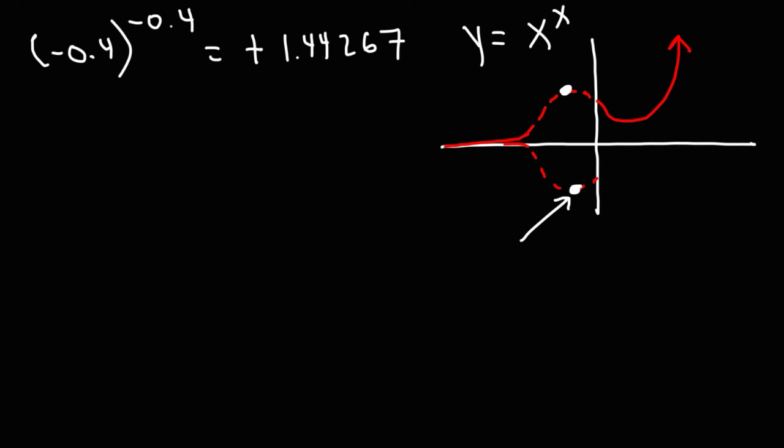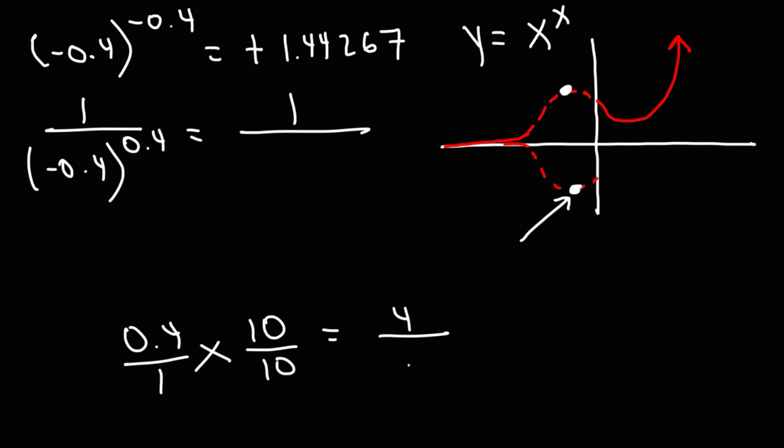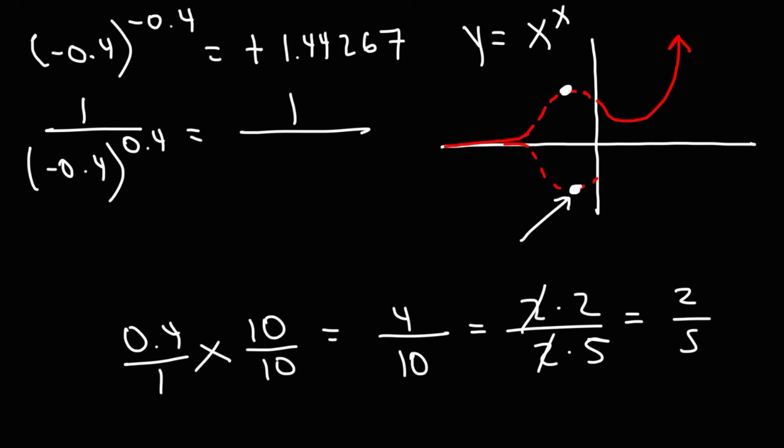So negative 0.4 raised to the negative 0.4 power, that's 1 over negative 0.4 raised to the positive 0.4 power. Now what is 0.4 as a fraction? To convert a decimal to a fraction, you can multiply it by 10 over 10. 0.4 times 10 is 4, so we get 4 over 10. 4 is 2 times 2. 10 is 2 times 5. So if we cancel a 2, this is 2 over 5.